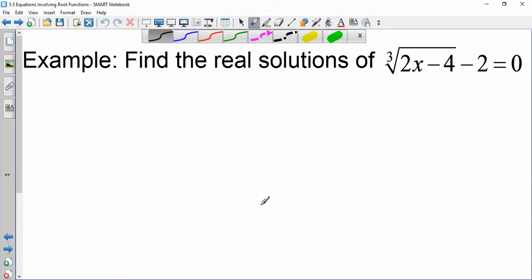Our strategy when we do these problems, our first step will be to isolate the radical. We want the radical on a side by itself. So if I want to get that radical by itself, what do we need to do? Add the 2 over.